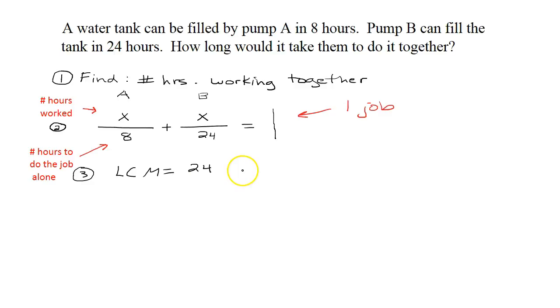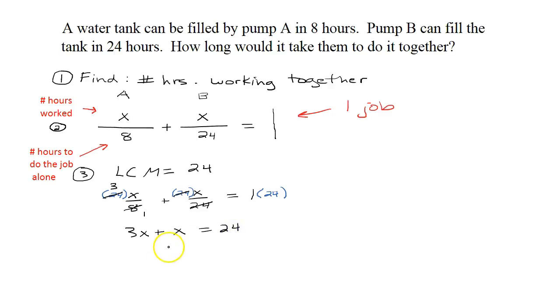So my next step would be to actually solve this equation. I'm going to multiply all the way through by my LCM to clear the fractions. When we multiply through by the LCM, please make sure you multiply both sides. A lot of times students forget to put the 24 on the right side. On the left side, I'm going to cancel, and here the 24's cancel, and what I'm left with is 3x plus 1x equals 24.